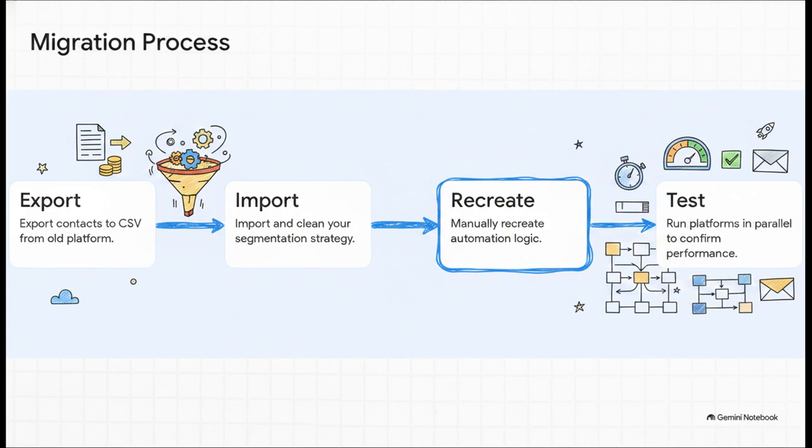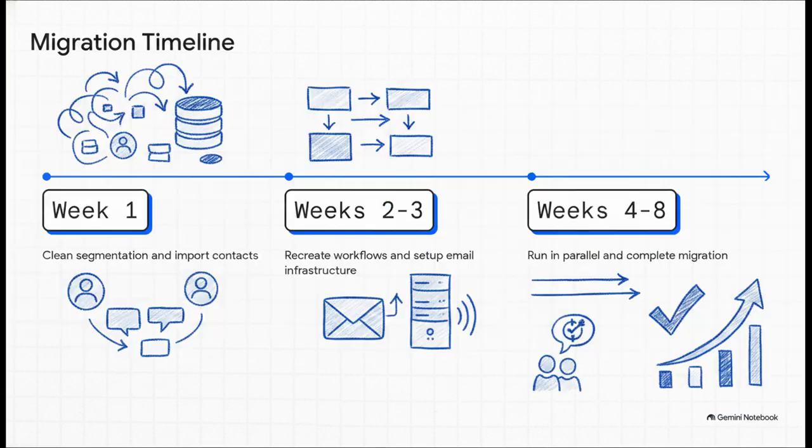And finally, Step 4 is running both platforms in parallel for a bit. You want to test and confirm your email deliverability and campaign performance before you actually pull the plug on your old tool. To give you a very realistic expectation, here is how most SMEs actually structure this transition. Week 1 is fully dedicated to cleaning and importing your database. Weeks 2 and 3, that's for meticulously recreating your automated workflows and properly setting up that absolutely crucial email sending infrastructure. Finally, weeks 4 through 8 are used to run everything in parallel, train your team on features like lead scoring, and complete the full migration. So you're looking at a 4 to 8 week investment of time for literally years of financial payoff.